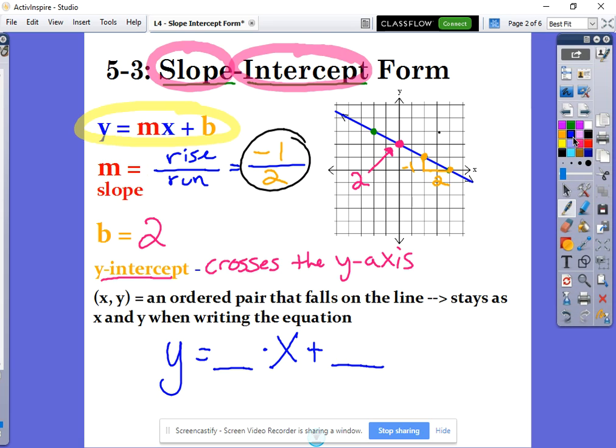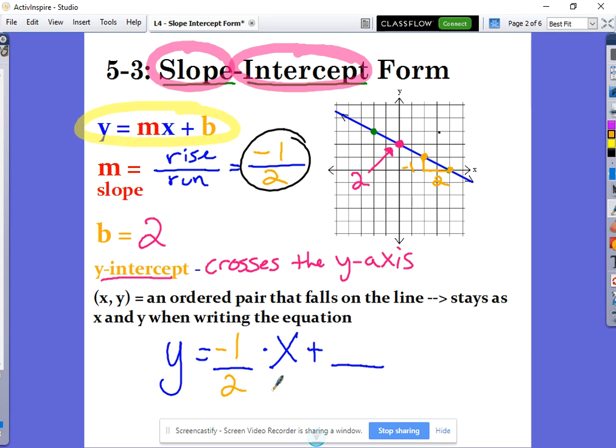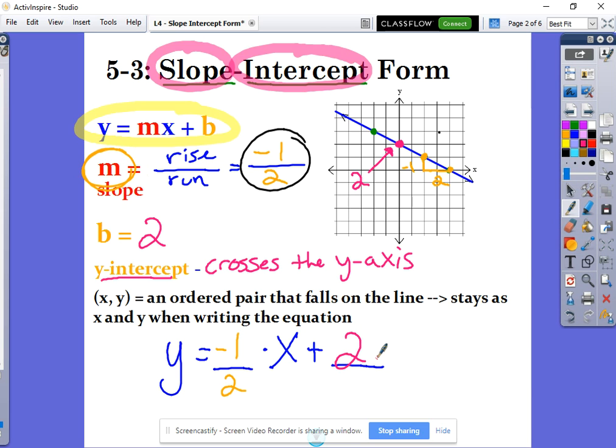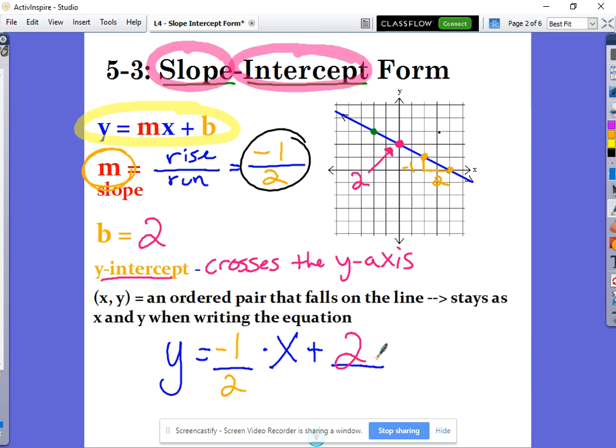So these are the two things that we are filling in. And in this case, it's going to be our -1/2 as our m variable. That's our m value. And then our b value was +2. So our equation in this case is y equals -1/2 x plus 2. There's our equation.